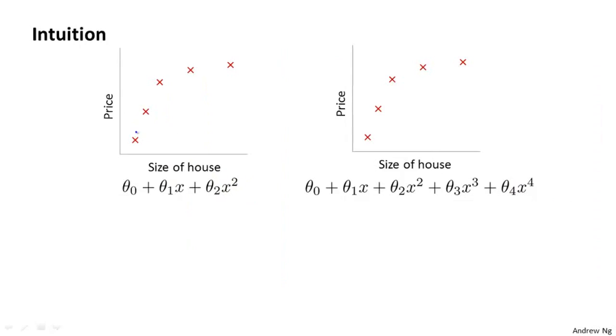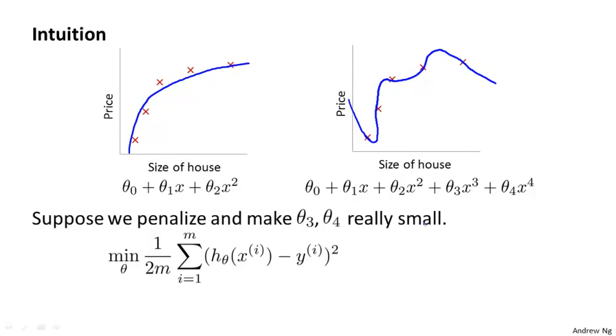In the previous video, we saw that if we were to fit a quadratic function to this data, it gives us a pretty good fit to the data. Whereas if we were to fit an overly high order degree polynomial, we end up with a curve that may fit the training set very well, but not generalize well. Consider the following. Suppose we were to penalize and make the parameters theta 3 and theta 4 really small. Here's what I mean. Here's our optimization problem where we minimize our usual squared error cost function. Let's say I modify this objective and add to it plus 1000 theta 3 squared plus 1000 theta 4 squared. 1000 I'm just writing down as some huge number.